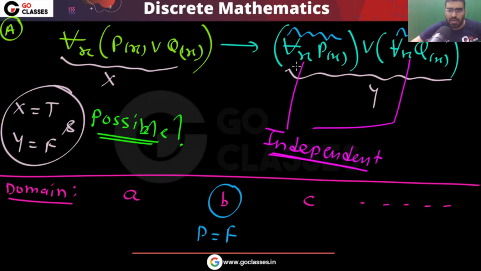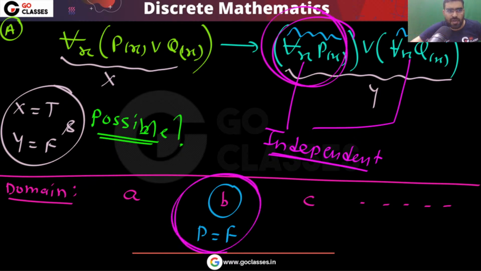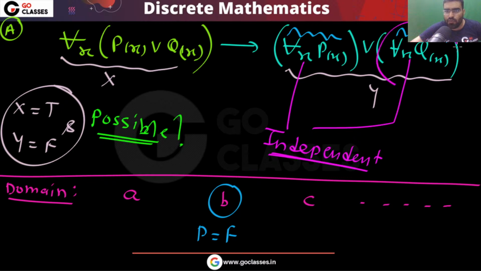Now you tell me. So I can make it false. All I have to do, for some element, I can make p false. So for this element b, I can make p false. Now to make it false, what do I need to do? To make it false, only focus on this. What do I need to do to make it false? I need to make q false for some element.